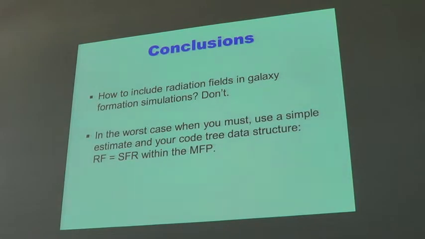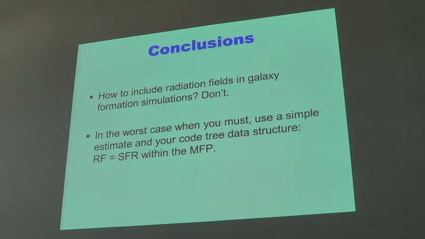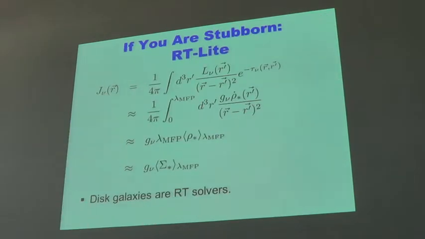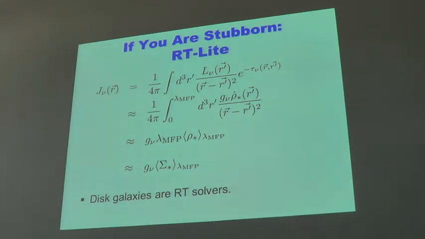And in the worst case, if you really want to be sophisticated and boast at least that you account for the radiation field, then you can use this very simple formula. The radiation field is basically the star formation rate within the mean free path. Well, what if you don't have a disk geometry? Because I think one of the concerns was if you're way out of the plane. Well, that applies. Okay, then just use this. Again, you can follow these steps, and you can replace them with more sophisticated and more accurate expressions.